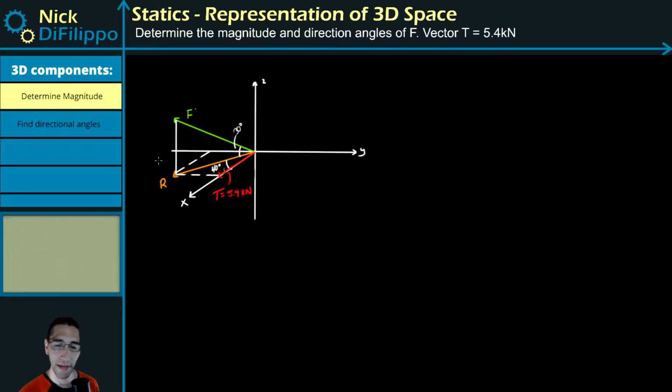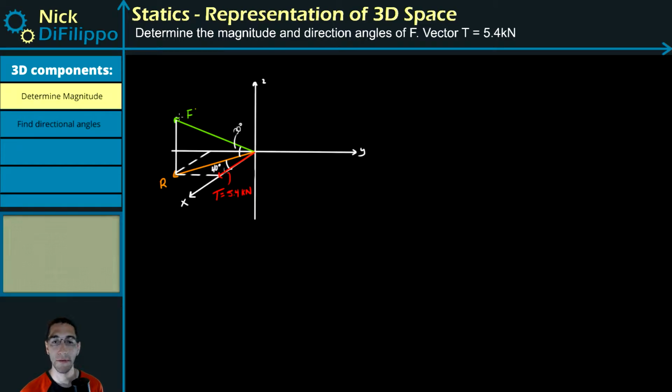We're also told that we have some vector R right along here, and the angle between T and R is 40 degrees, and the angle between R and F is 30 degrees. Now, how to go about this problem?